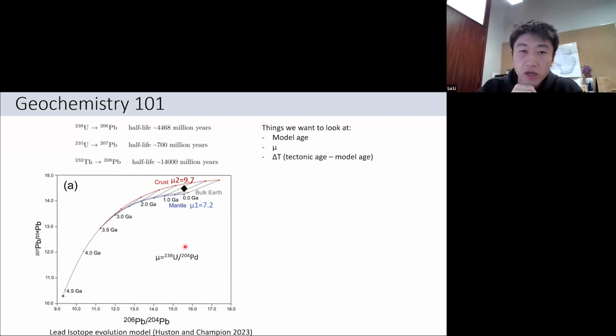And the other thing is what we call delta T, which is basically the tectonic age. We know the actual age of the things we're looking at, and this is the difference between the model age and the tectonic age.